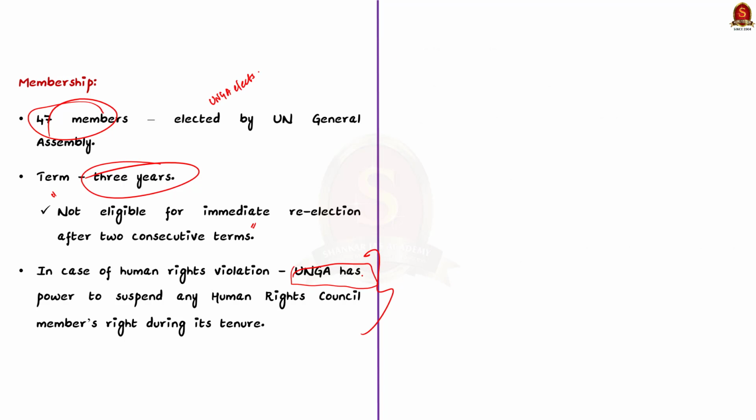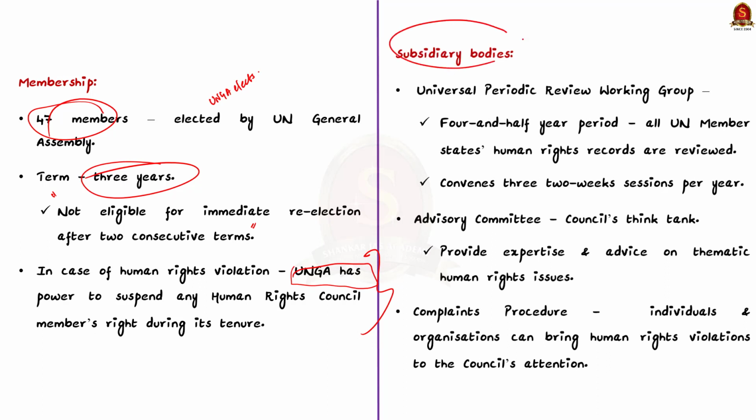Moving on, for the smooth functioning of the HRC, the following subsidiary bodies have been established which directly report to the Council. First in the list is the Universal Periodic Review Working Group. A review cycle is a 4.5 year period within which all the UN member states' human rights records are reviewed. The working group convenes three 2-week sessions per year, or 14 sessions over the course of the entire cycle.